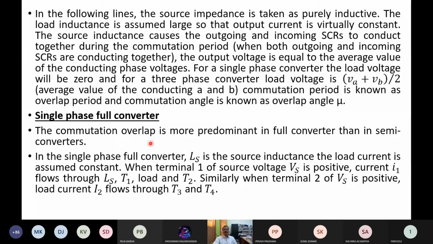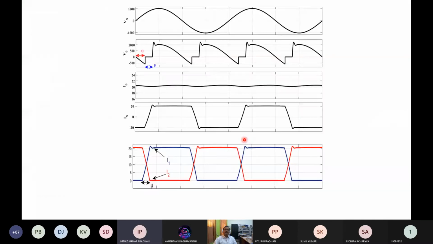The commutation overlap is more predominant in a full converter than in a semi converter. Therefore, we will consider this in the case of a full converter. So this is how it is explained.